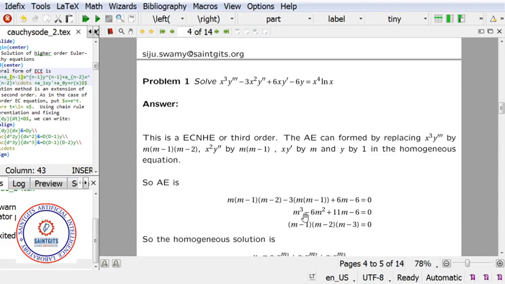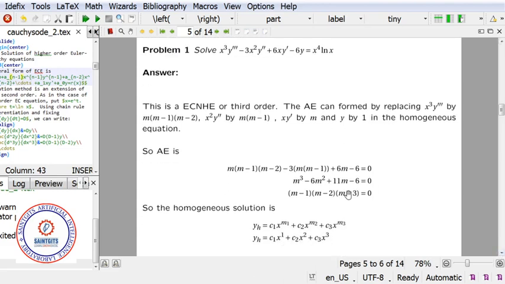When we simplify this, we get m cube minus 6m square plus 11m minus 6 equal to 0. This is a cubic equation; we can factorize it, or use a calculator to find the roots. Here the roots are m1 equal to 1, m2 equal to 2, m3 equal to 3. So using the first rule, yh is equal to c1 x raised to m1 plus c2 x raised to m2 plus c3 x raised to m3. So the homogeneous solution is c1 x raised to 1 plus c2 x square plus c3 x cube.